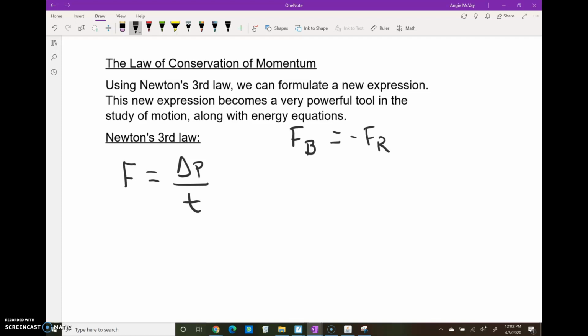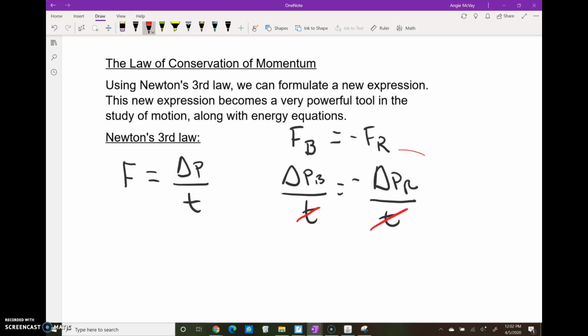Okay? And so what is force? Well, it's the change in the blue car's momentum over time. And that is equal and opposite to the change in the momentum of the red car, that's an R, over time. Okay, they're interacting for the same amount of time, so these times cancel out, and we see that the change in the momentum of the blue car must be equal and opposite to the change in momentum of the red car. Okay, so let's go ahead and write this out.